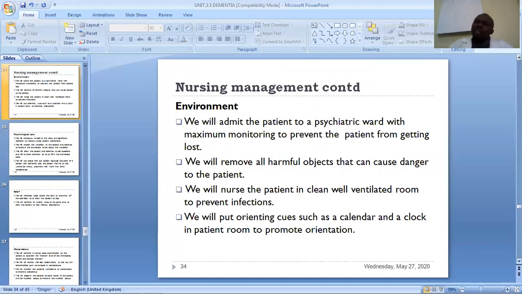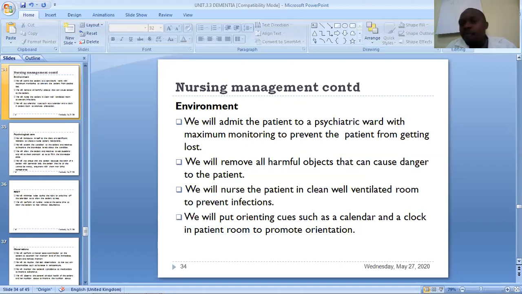What sort of environment do you expect to admit the patient with dementia? Remember, they are aggressive. Sometimes they go in a depressed mood. At times they are uncooperative. At times they have delusions. To some extent, they develop hallucinations. So what sort of environment do you need for such patients? We will admit the patient to a psychiatric ward or annex, of course, with maximum monitoring to prevent the patient from getting lost. Remember, these people, they are mostly not oriented to time and place.